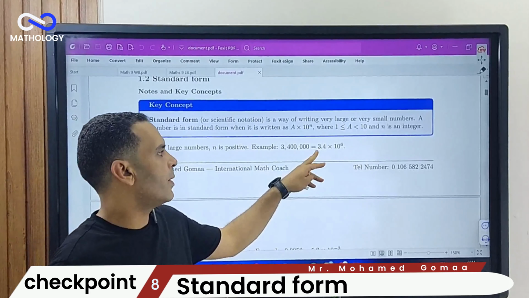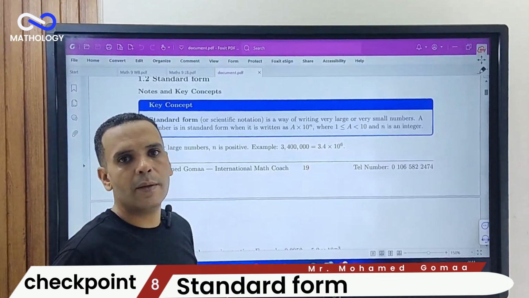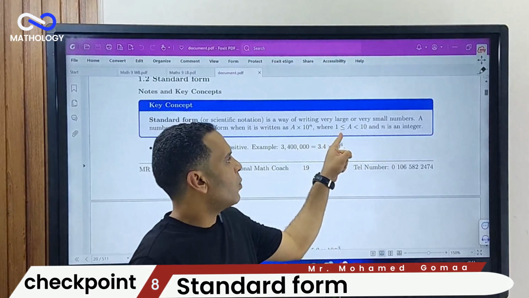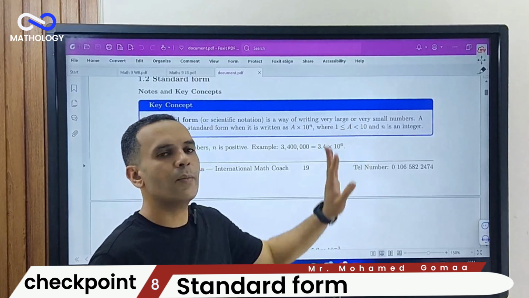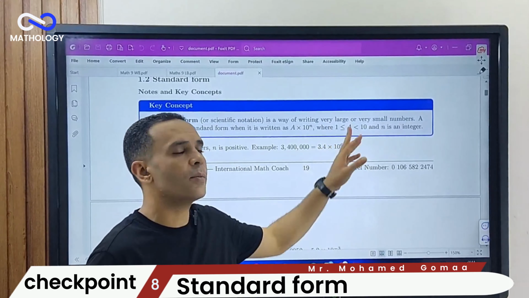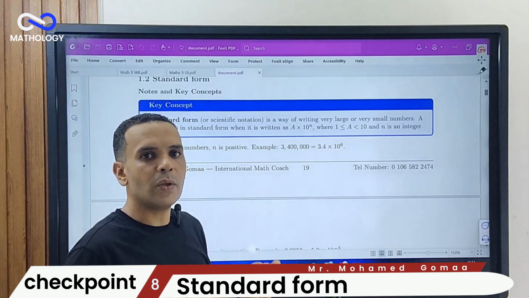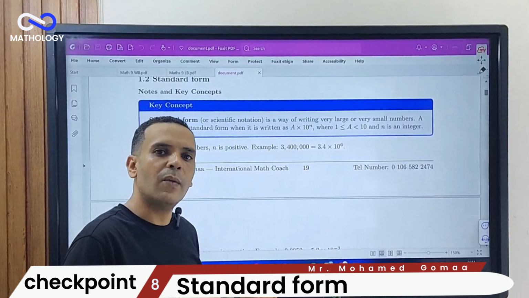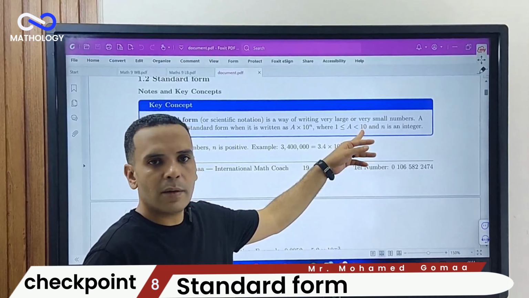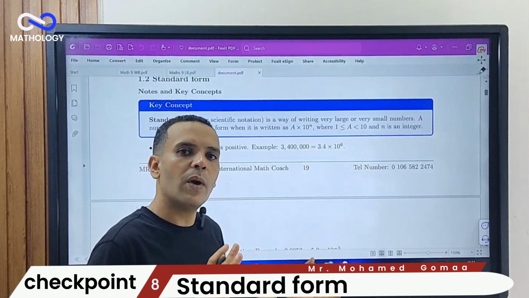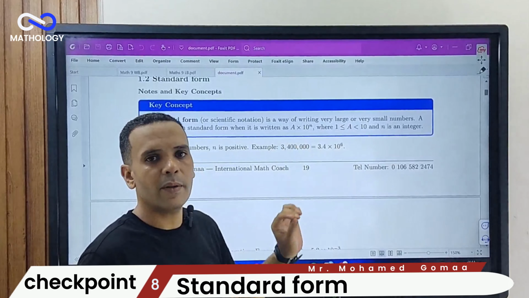We have two factors: a number and 10 raised to any power, like this one, 3.4. The first factor must be a number between 1 and 10, greater than or equal to 1 and smaller than 10. It may be 1, but it may not be 10, okay? That's about the first factor.